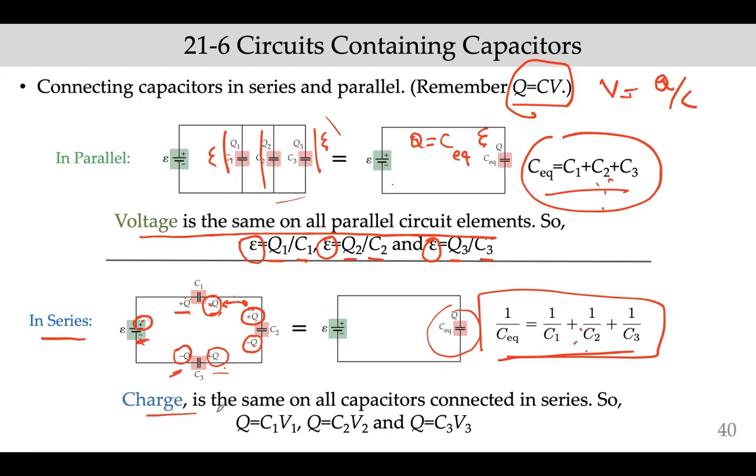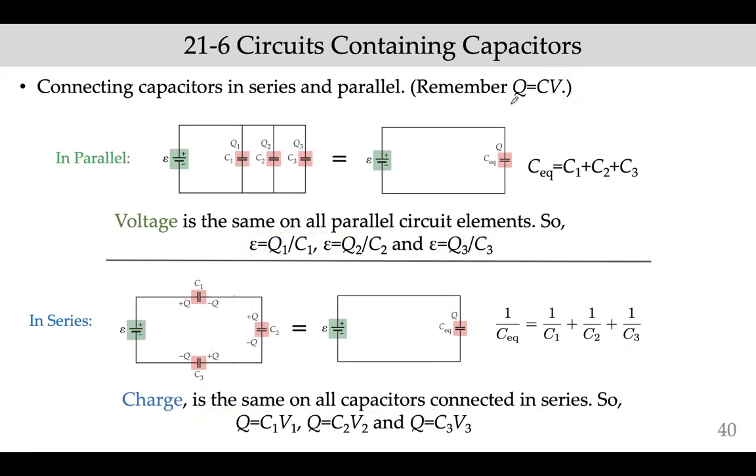And finally here, charge is the same on all capacitors connected in series. This is, as I said, just like, remember, the current will be the same in all circuit elements when they're connected in series. And current, remember, is related to charge. It's the amount of charge that passes through a point on a wire per time. And for this case, again, you can apply this formula, Q equals CV, on each one.